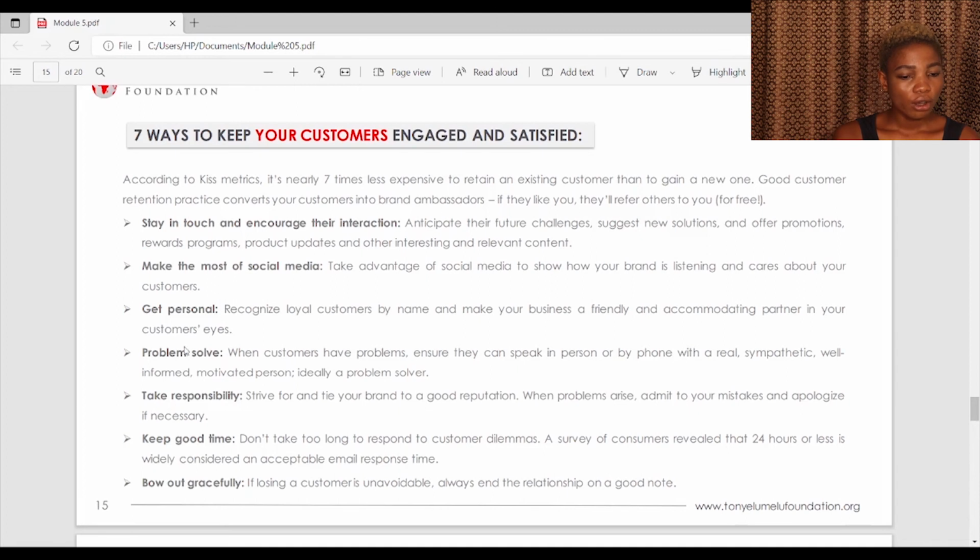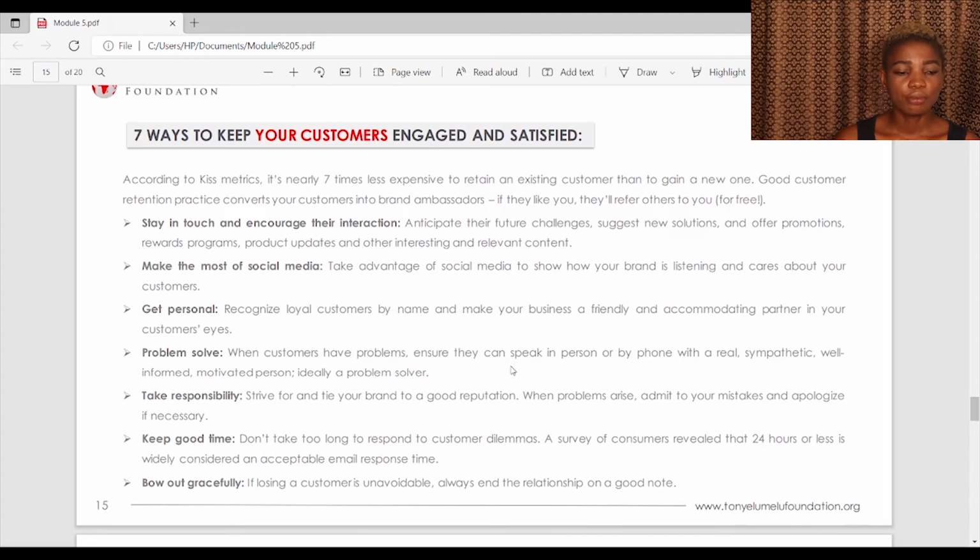And problem solve. When customers have problems, ensure they can speak in person or by phone with a real, sympathetic, well-informed, motivated person, ideally a problem solver. So this is where having the right customer representatives comes in. You don't want to employ somebody that will be rude to your customers, and at the end of the day they decide to go away. Instead of buying from you, they decide to go to another person to patronize because your customer representative was very rude, or was not listening, or was not willing to help them solve a particular problem.